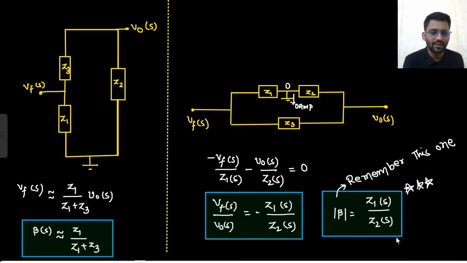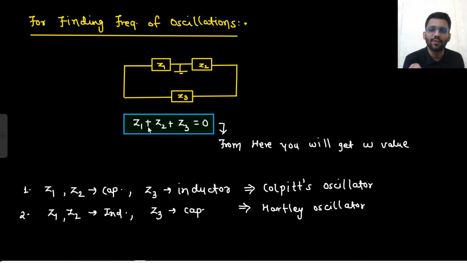But you don't need to mug it up. You will just derive it there. It is not the derivation, just a method to remember. And for finding the frequency of oscillation, you just need to put the addition of all the impedances equal to 0.